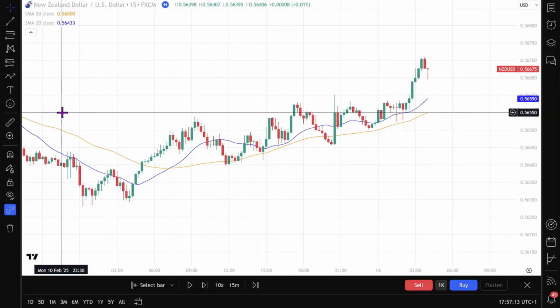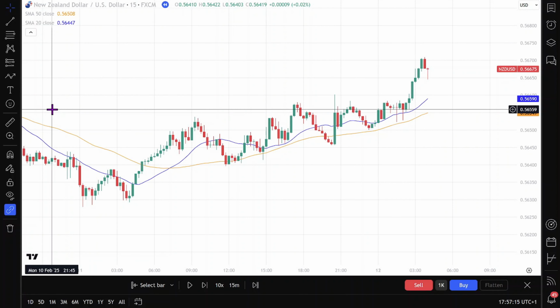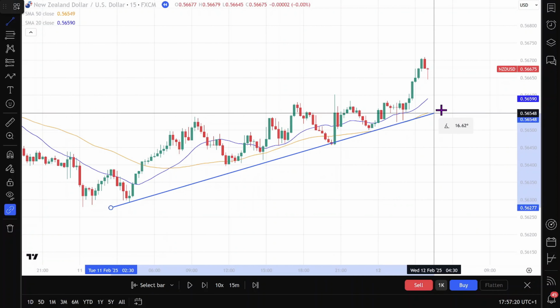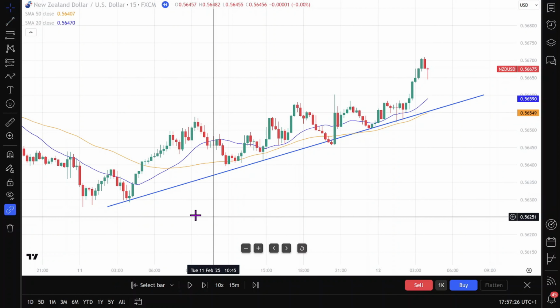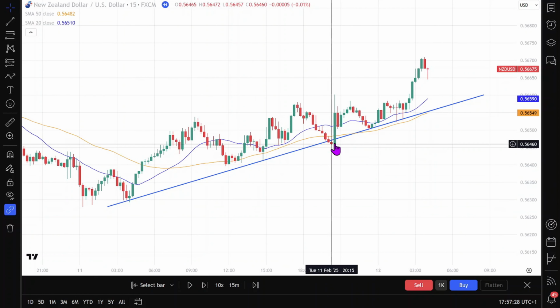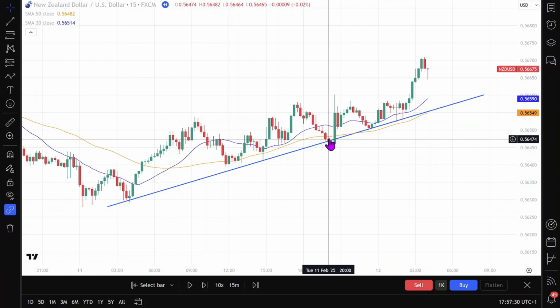Let's see this strategy on a graph. We are going to analyze the New Zealand dollar with the US dollar. So, for example, we can see that there is an upward trend here, confirmed by several touches, and a rising moving average.